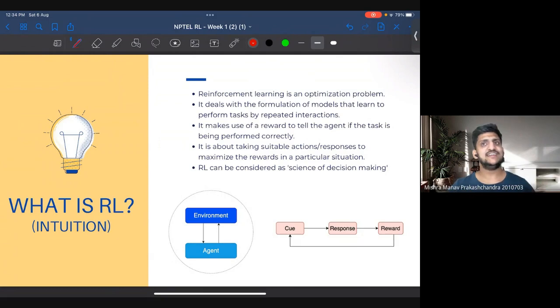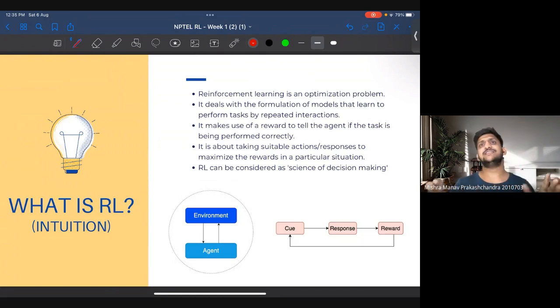The agent looks at the state, makes a certain decision, takes an action which affects the environment. Based on the action taken, the environment gives some sort of a reward response, which the agent receives back, and so on. So it's a repeated interaction between the agent and the environment. Typically, what the agent has access to is something known as the cue in the environment. The environment gives certain cues which are visible to the agent, or if we look at it from an RL perspective, we call it the state.